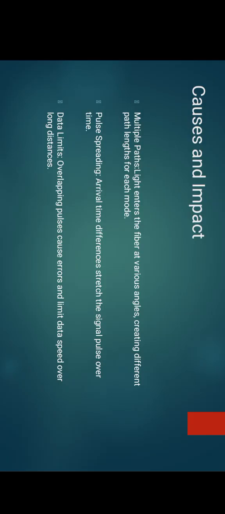The causes and the impact of intermodal dispersion. First one, multiple paths. Light enters the fiber at various angles, creating different path lengths for each mode. Second one, pulse spreading. Arrival time differences stretch the signal pulse over time. Third one, data limits. Overlapping pulses cause errors and limit data speed over long distances.